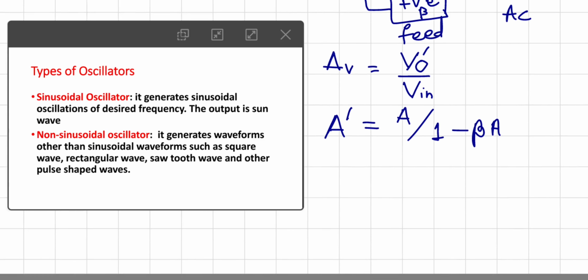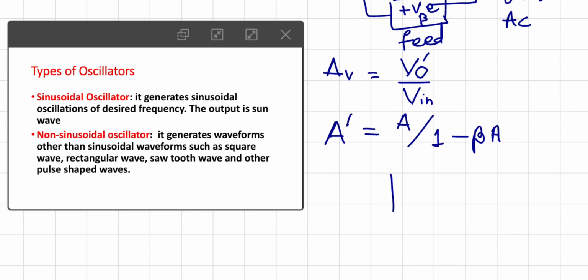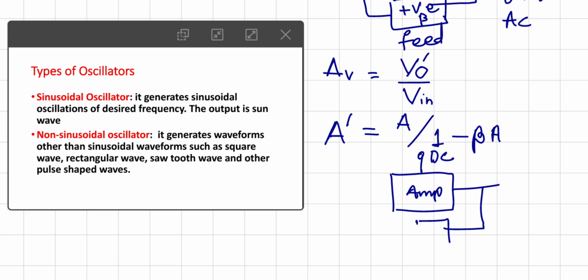So here, the important thing we saw is that this is an amplifier. If we use an amplifier to which DC energy is given, and we use positive feedback, it acts as an oscillator. So now there are types of oscillator. One is the sinusoidal oscillator. It generates sinusoidal oscillations of desired frequency, and the output is a sinusoidal wave, that you remember. The other type is the non-sinusoidal oscillator, which generates waveforms other than sinusoidal, such as square wave, rectangular wave, sawtooth wave, and other pulse shaped waveforms.